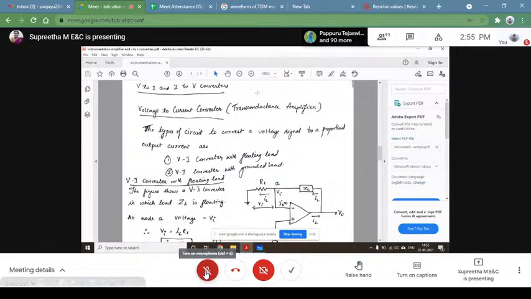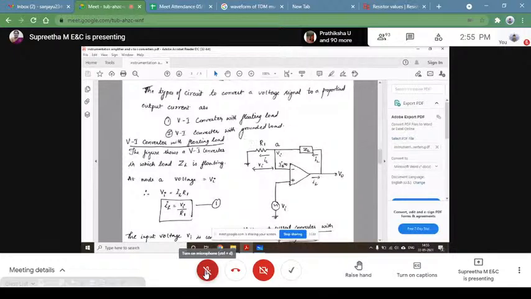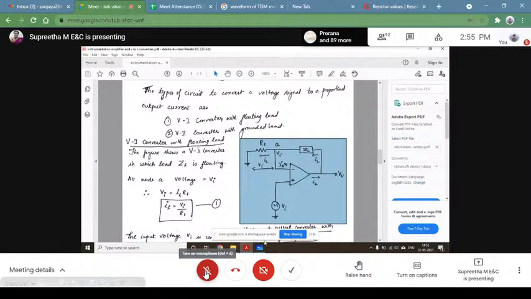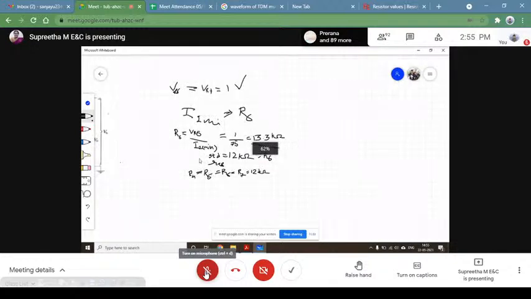When I say it's a voltage to current conversion, it can be done in two ways. One is your V to I converter with a floating load, and the other one is your V to I converter with a grounded load. Okay. So your voltage to current converter with floating load and voltage to current converter with ground load. Now let us consider this circuit, which is your voltage to current converter with a floating load.